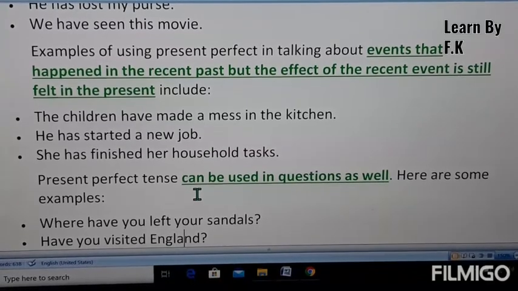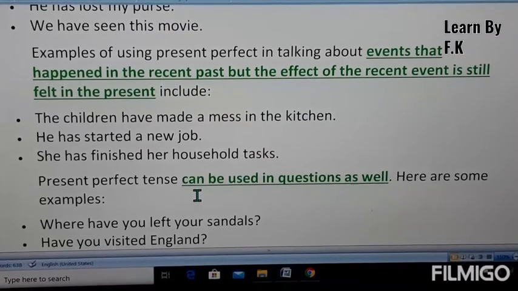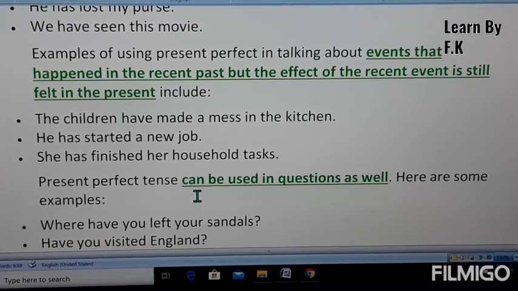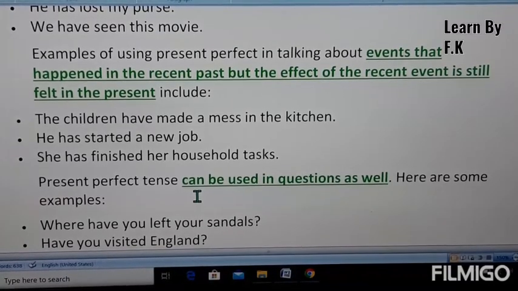The children have made a mess in the kitchen. In this situation, the children have made a mess of the kitchen. It means the kitchen is right now messed up by the children, and this is currently the situation in the kitchen. It is not changed.